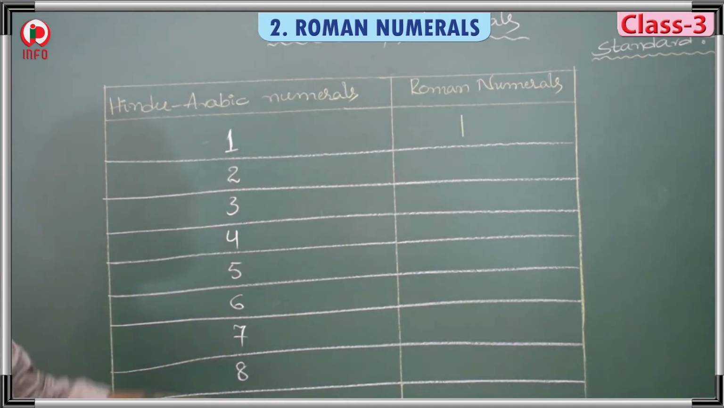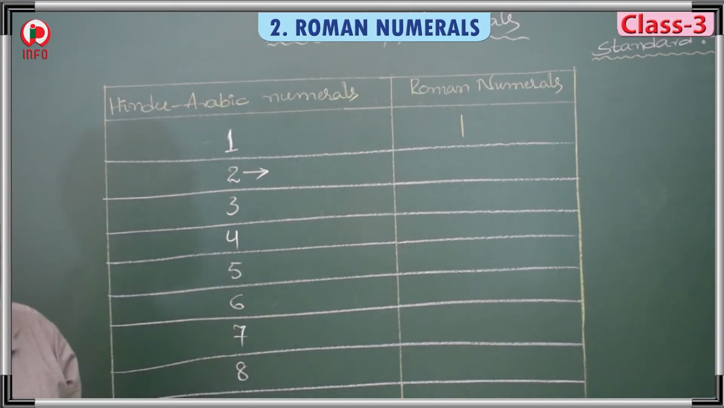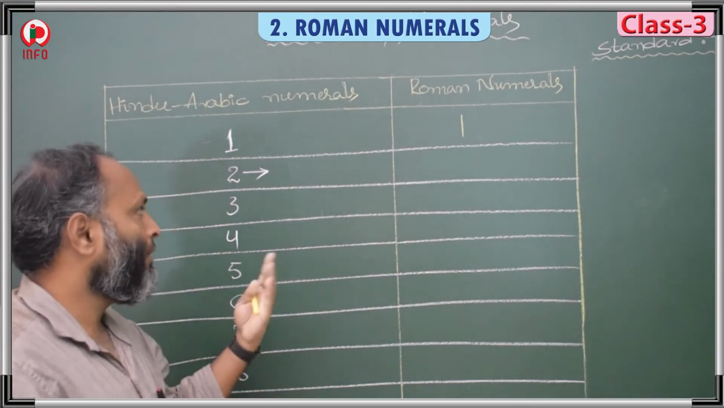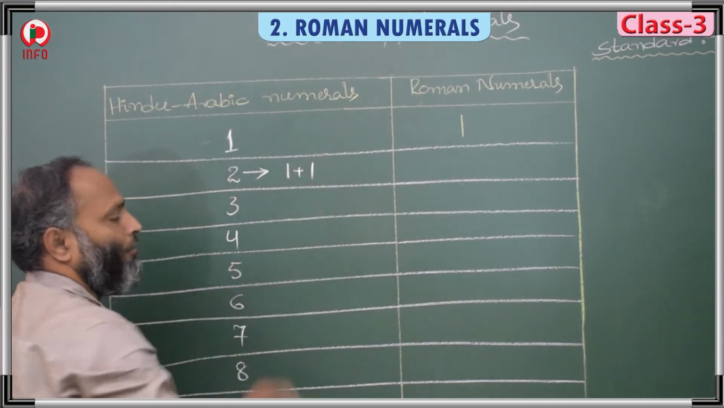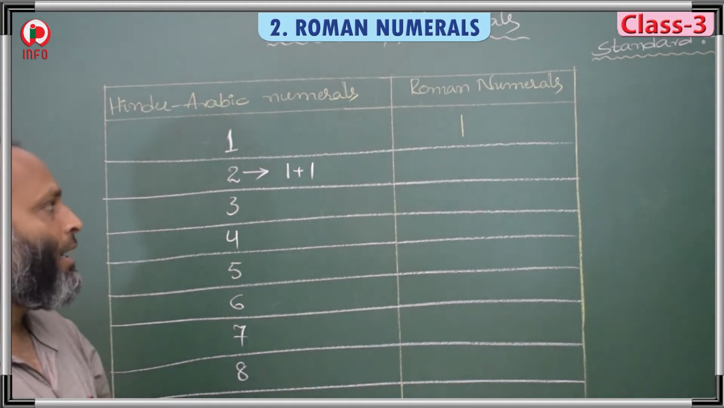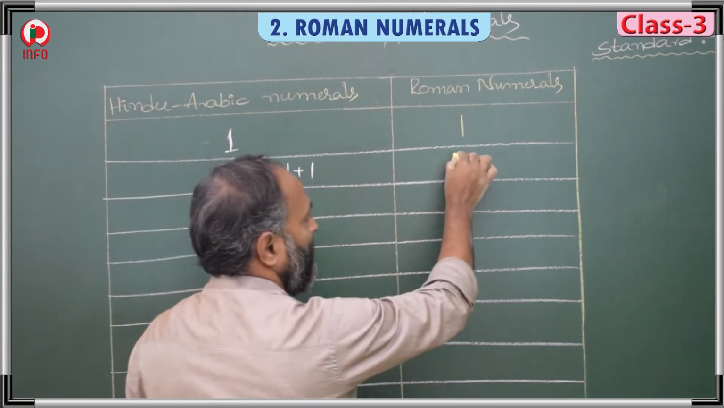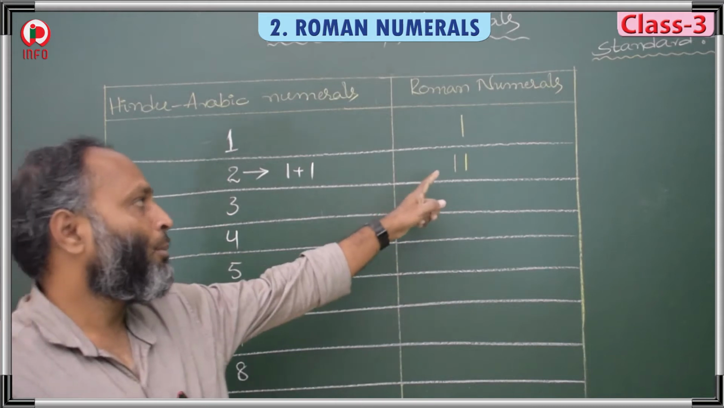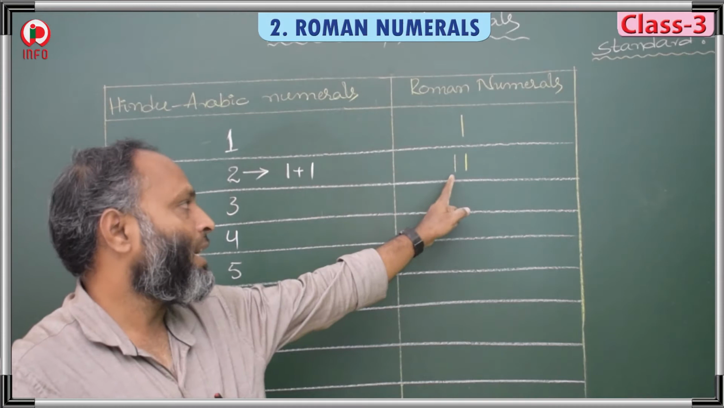Then 2. How do we represent 2 in Roman numerals? For 2, a direct representation is not there, so we have to write 1 plus 1. 1 plus 1 is 2. Here it is repeated addition. Repeated addition means we take the same Roman numeral twice. If the same Roman numeral repeats, it means addition. So 2 is represented by I and I.